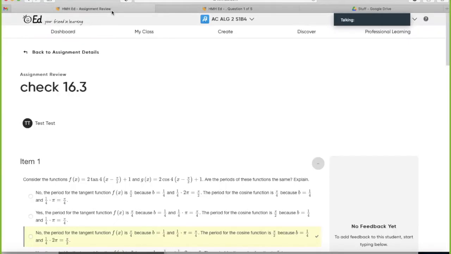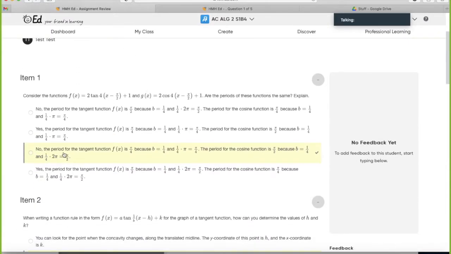Let's check our answer. No, the period of the tangent function is pi over 4 because b is 1 over 4, and 1 over 4 times pi.